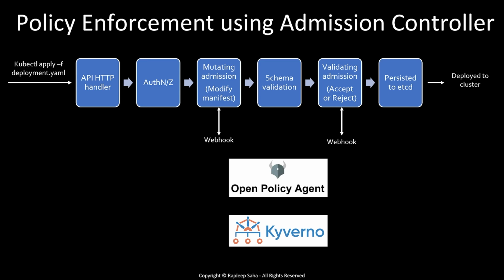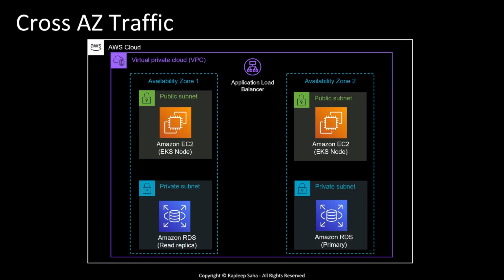And based on that, you can accept or reject. If everything goes fine, the deployment file is written to etcd, and then based on the reconciliation loop, they get deployed to the cluster. All right, next question. How do you reduce the cost of cross availability zone traffic?